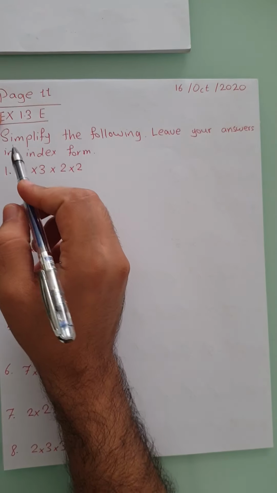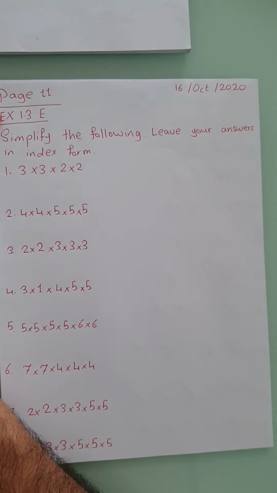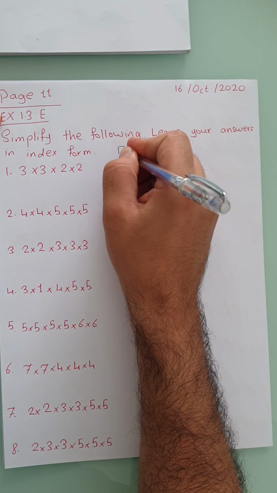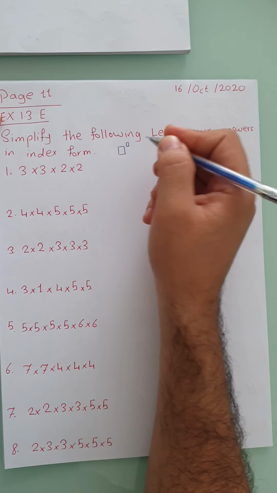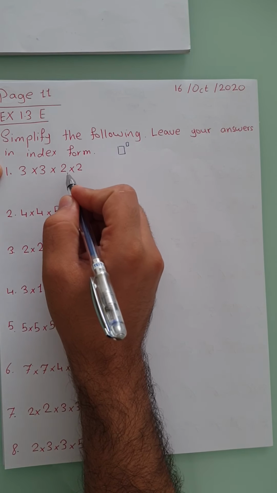It says here, simplify the following, leave your answers in index form. Okay, index form means something to the power of something. All right, so we have the first question. 3 times 3, 2 times 2.